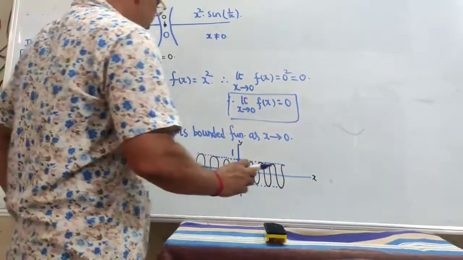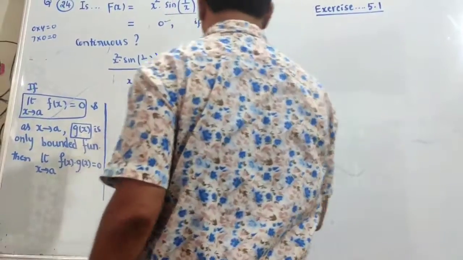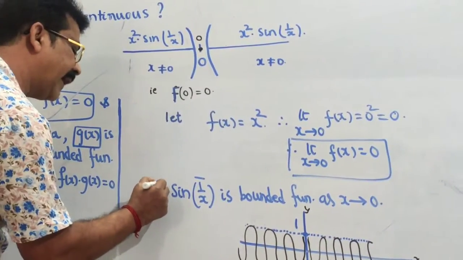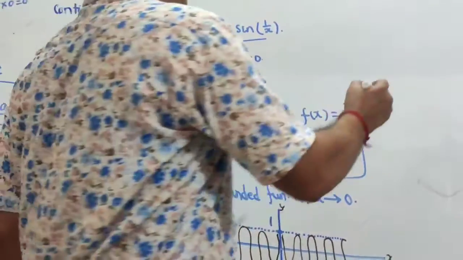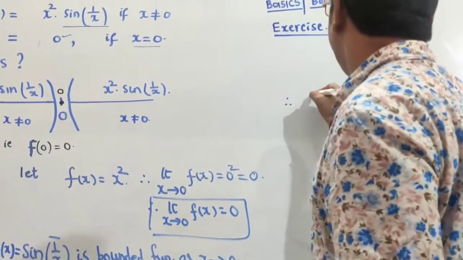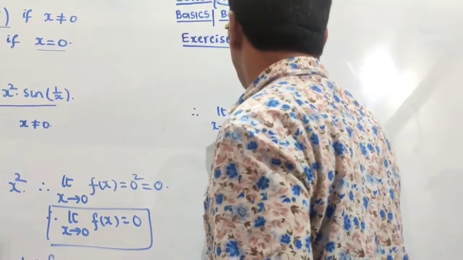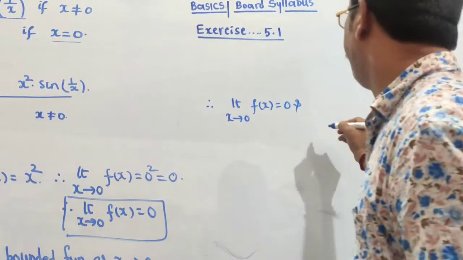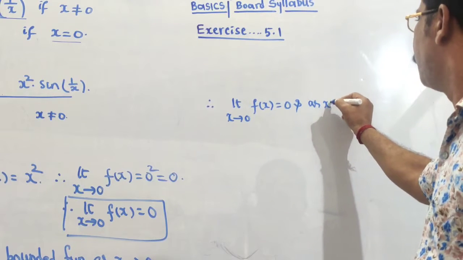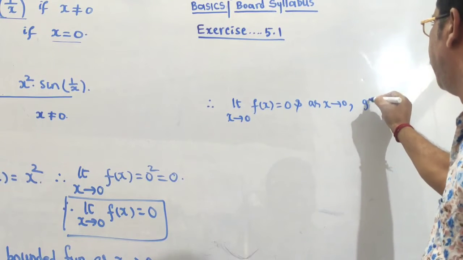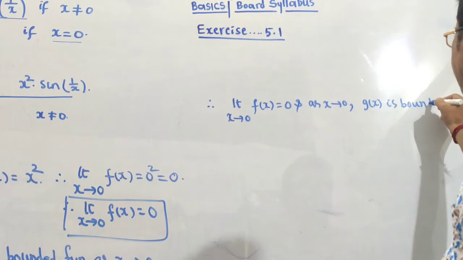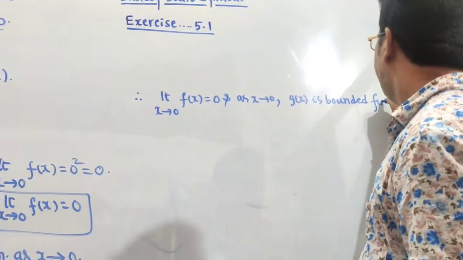So therefore, let it be g of x. So therefore, limit x tends to 0, f of x equals 0, and as x tends to 0, g of x is a bounded function.